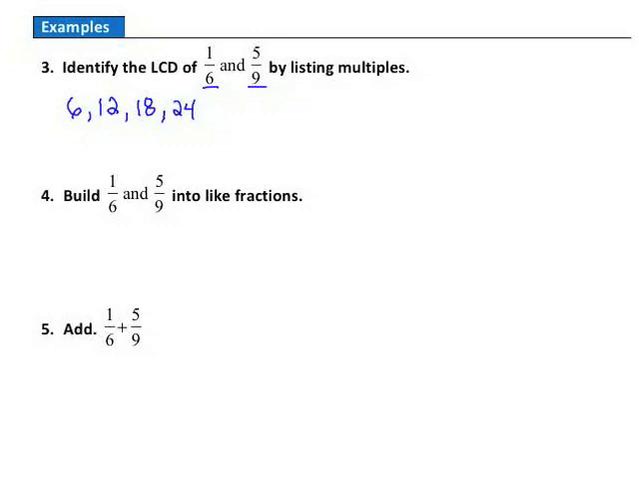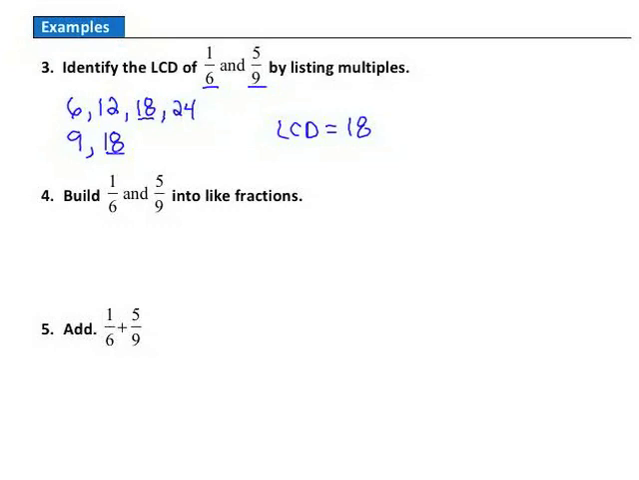Let's go to 9. 9 times 1 is 9. 9 times 2 is 18. I can stop. They both have a common multiple of 18. That's the first multiple they have in common, so that makes it the smallest multiple they have in common. So the LCD of these two fractions is going to be 18, because that is the first multiple these two denominators, 6 and 9, had in common.